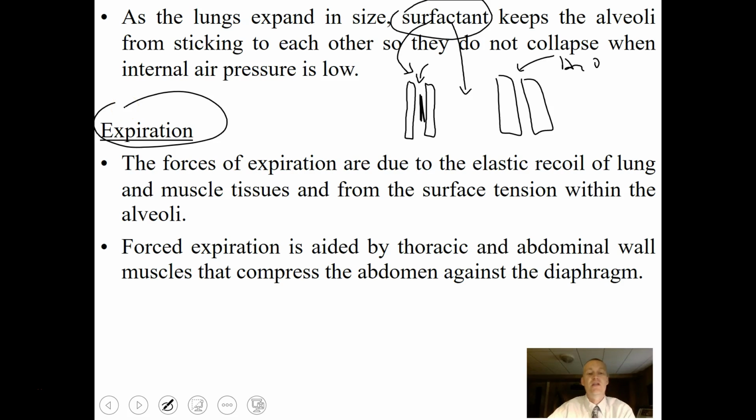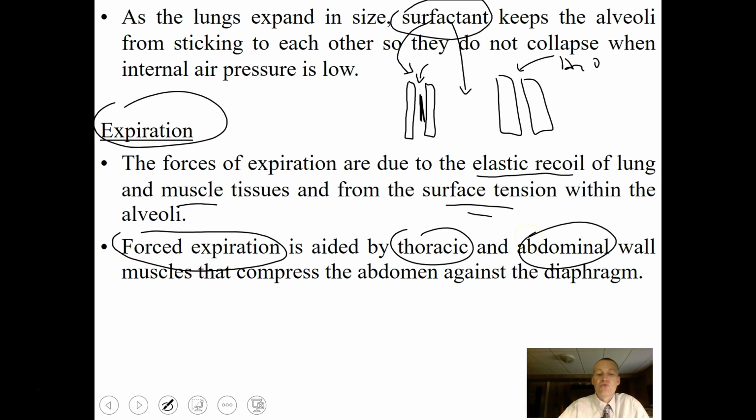Now, expiration is going to be due to many factors. The elastic recoil of lung tissue and muscle tissue is going to be the primary way that expiration occurs. There's also a little bit of surface tension that allows the alveoli to want to go back to a non-inflated state. Forced expiration can happen though. I can force expiration because I have thoracic and abdominal muscles that allow me to compress the thoracic cavity, make it smaller. Also, I can force my diaphragm up, thus making the thoracic cavity smaller.